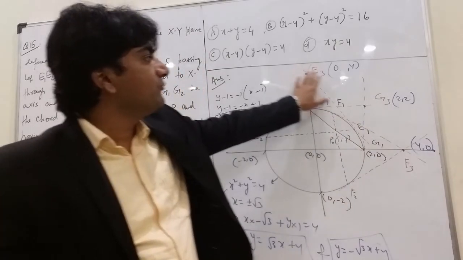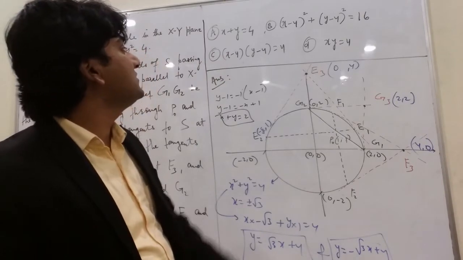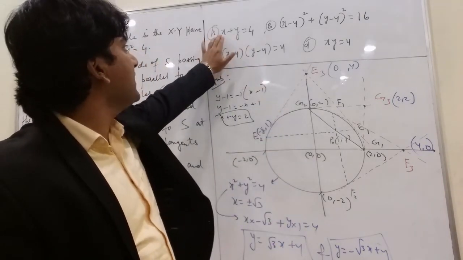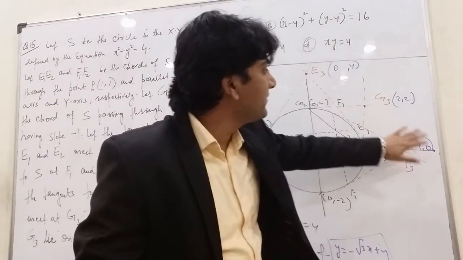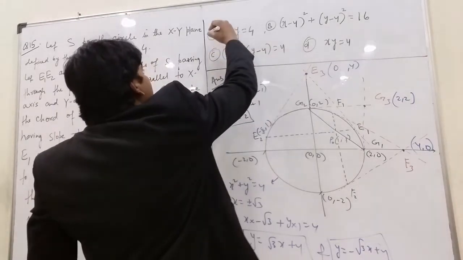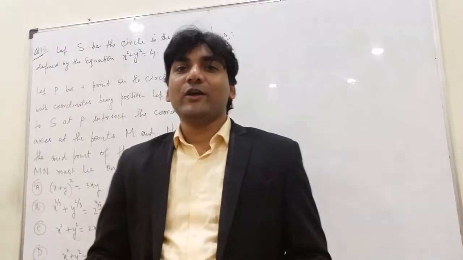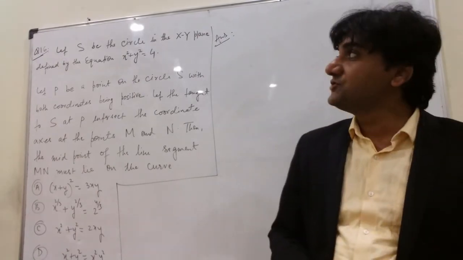Now we will check on which options these 3 points lie. All these 3 points lie on which option? So A, x plus y is 4. So 4 plus 0 is 4, 2 plus 2 is 4, 4 plus 0 is 4. So these 3 points satisfy option A. A is right. Okay. This is question number 16, which is the second part of the passage.